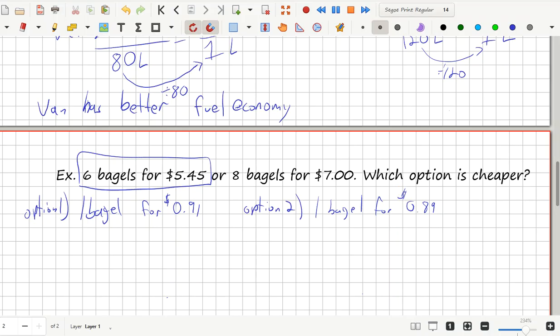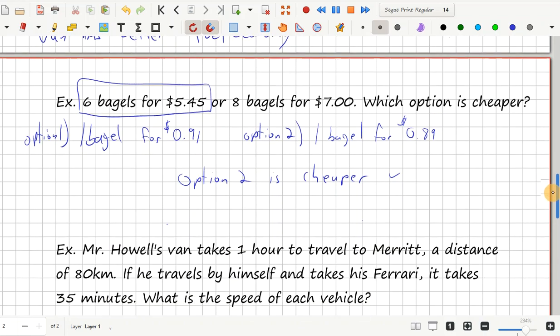Okay, so option 2 is cheaper. Not by much, but it is cheaper. You'd have to look to see what kind of bagels these are. Are they the same bagels? If they are the same bagels, then it is a bit cheaper. And if you're buying like 30 or 40 bagels for a big group, a big family event, then it might be good to go with option 2. It'll save you more money.